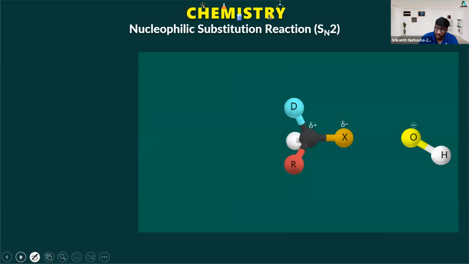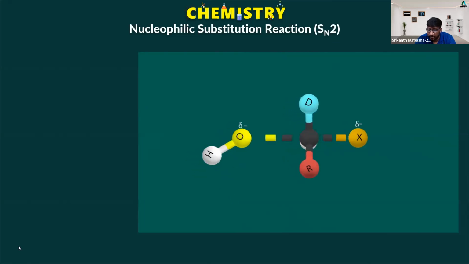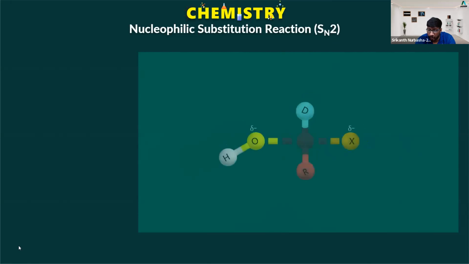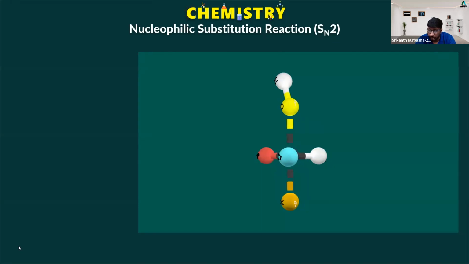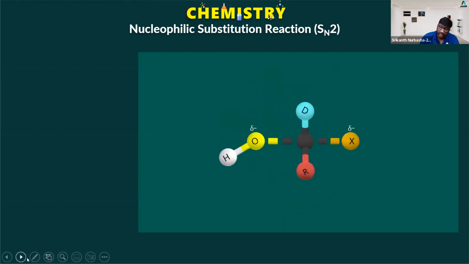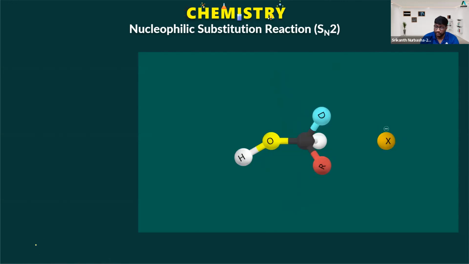This is how the animation looks. OH minus can never attack from the same side, and it will attack from the back side, about to form, about to break, and those bonds are going to be cleaved now. And as soon as the bonds cleave, you get a respective inverted product.